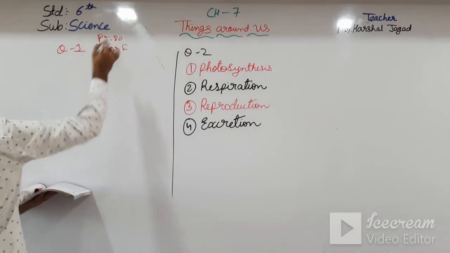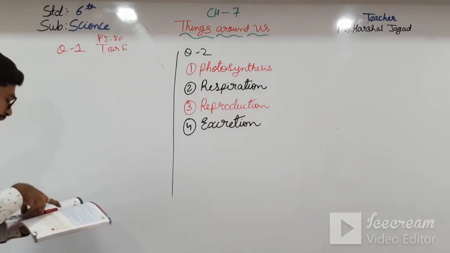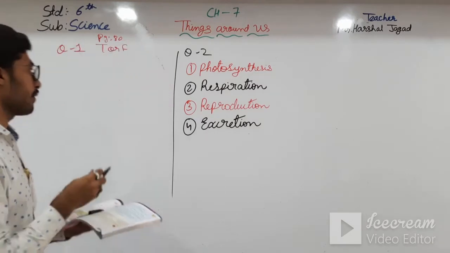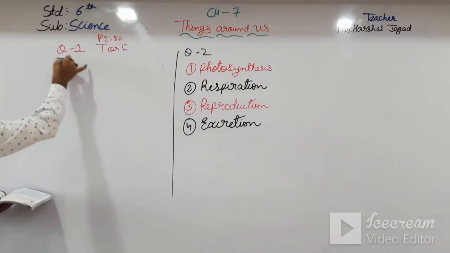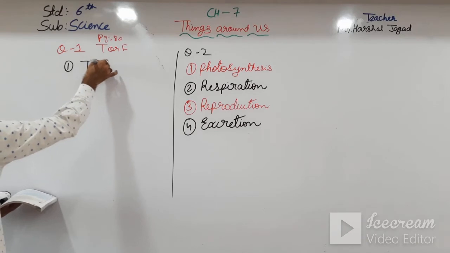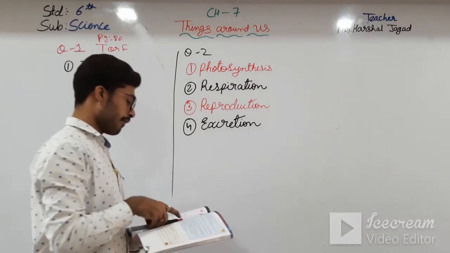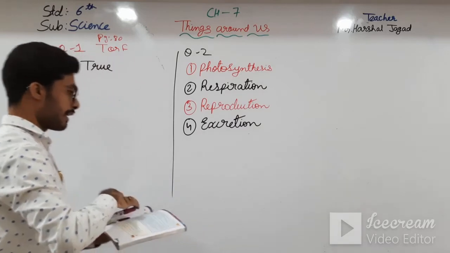Page number 80. Plants depend on sunlight for germination. Yes, they depend on the sunlight. Yes, that is true. Second one, flowering in plants is not affected by the light. No, that is false.